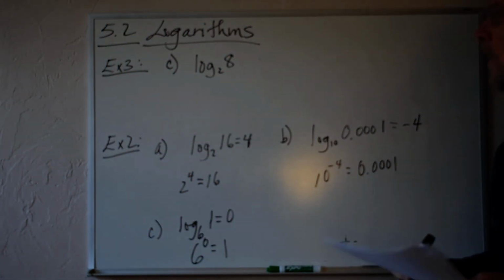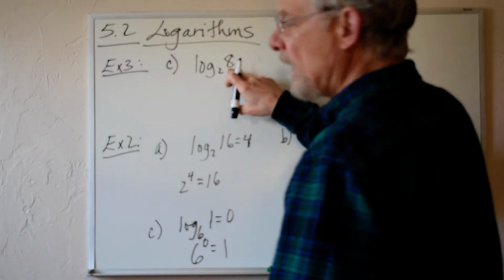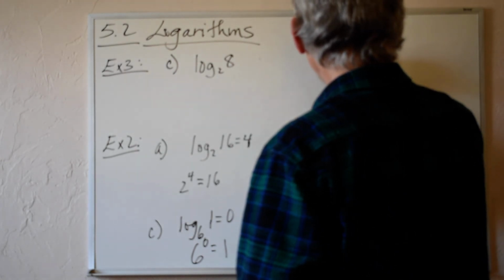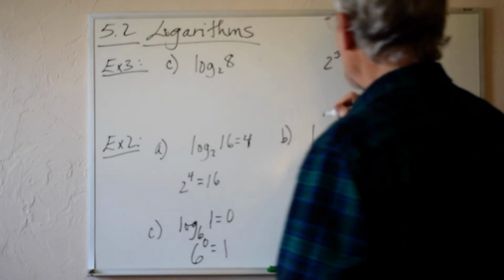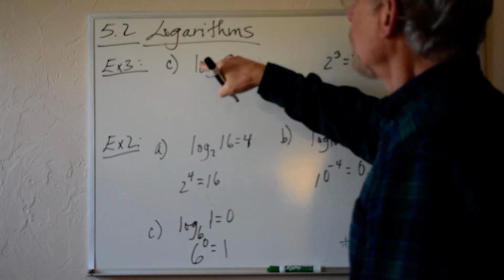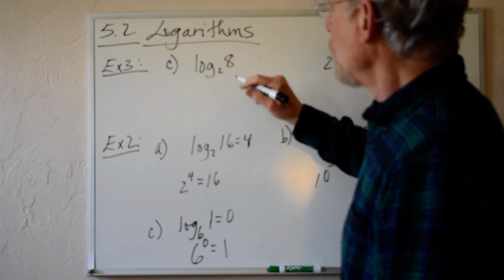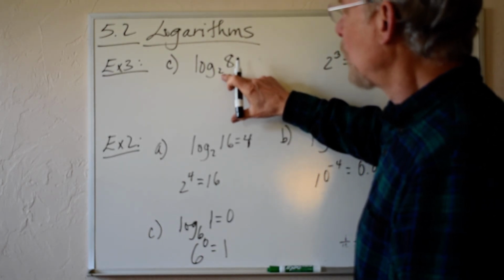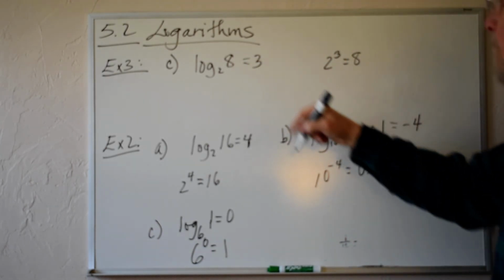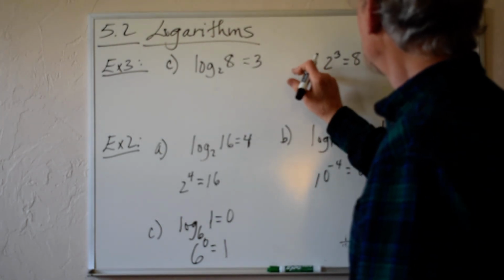What is the log of 8 to the base 2? Well, I notice that 8 is a power of 2. I know that 2 to the power 3 equals 8. So what this is saying is this function returns the exponent, which when operating on the base 2 gives me the number 8. So that's the exponent, 3. This is true since this is true.